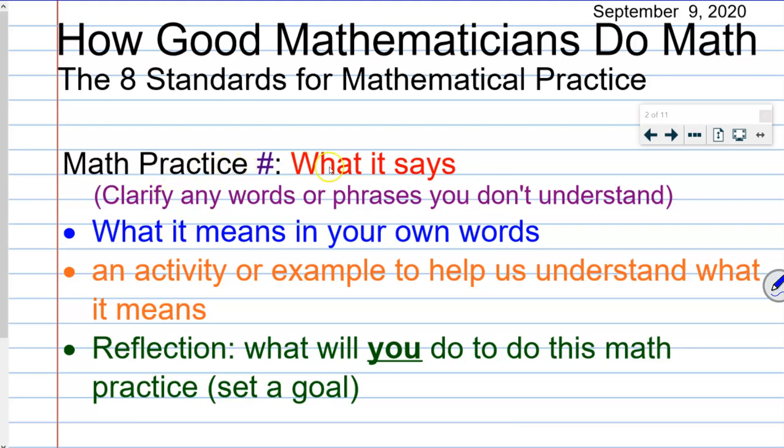Math practice number, what it says. We'll clarify any words or phrases that we don't understand. After we do that, we'll write it in our own words. We'll have an activity or an example to help us understand what it means. And then we will do that reflection piece. What are you going to do to be better at this particular math practice?